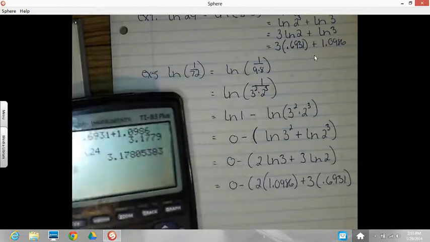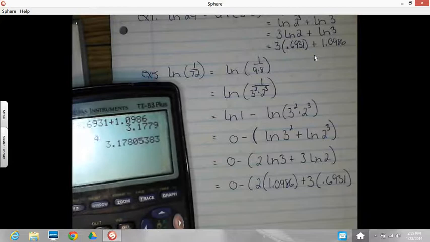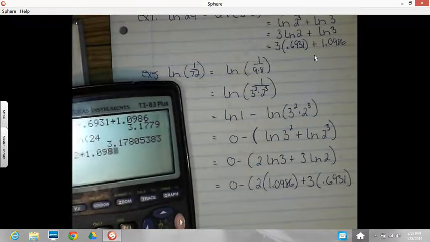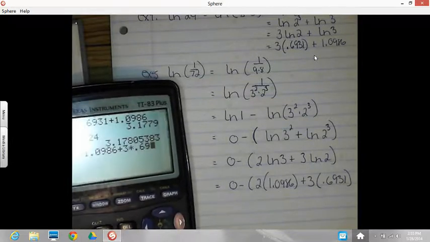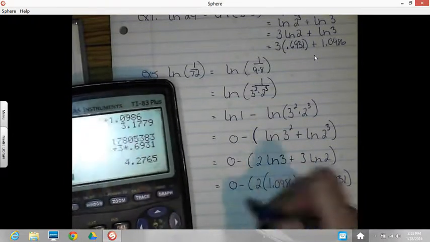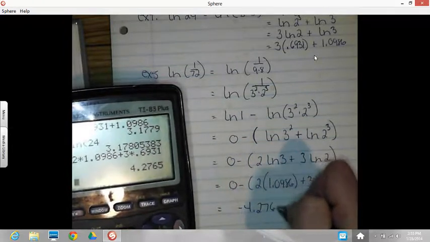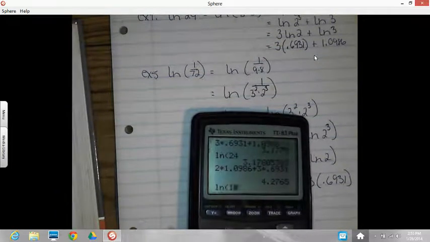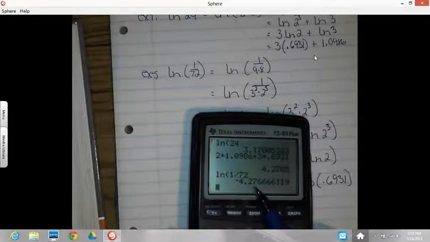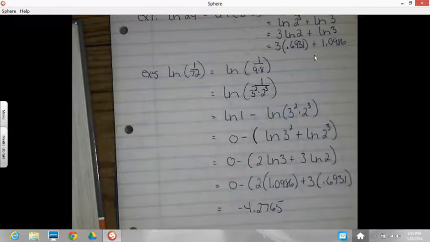And if I check all this out, 2 times 1.0986 plus 3 times 0.6931, and I had a negative in front of that, so I get negative 4.2765, and if I check the natural log of 1 divided by 72, negative 4.276667, so right in the ballpark. Okay, so that's that chunk.